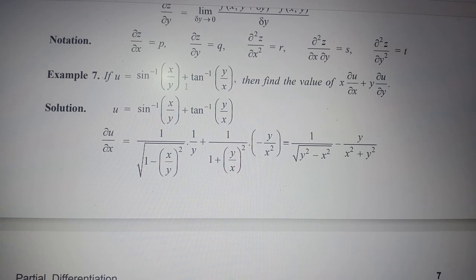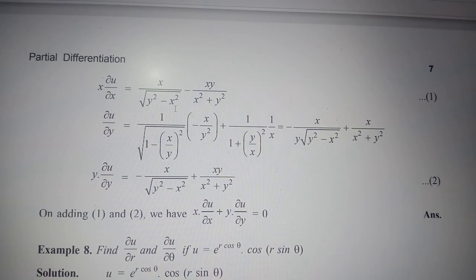So the derivative of sin inverse a is 1 by under root 1 minus a square. Here 1 minus a square means 1 minus x by y whole square, and the derivative of x by y, in which y is constant, is 1 by y. Plus, for tan inverse, the derivative is 1 by 1 plus a square. In place of a there is y by x, so 1 plus y by x whole square, and the derivative of y by x, as y is constant, is minus y by x square. After simplifying we get it like this. Okay, dou u by dou x.